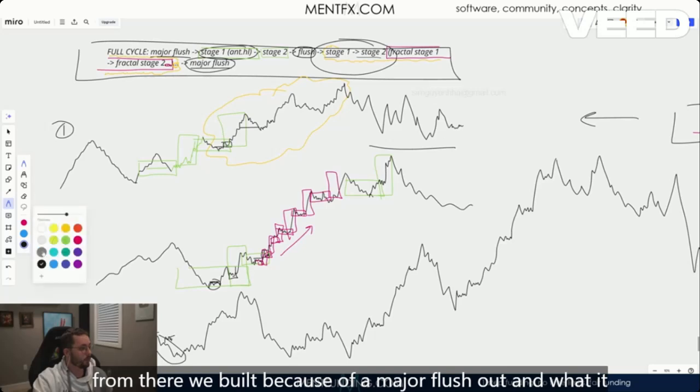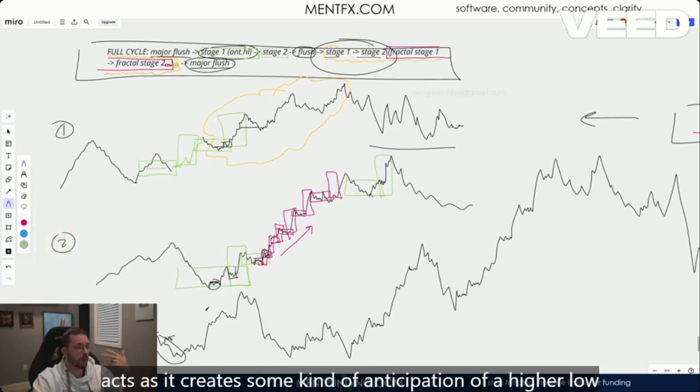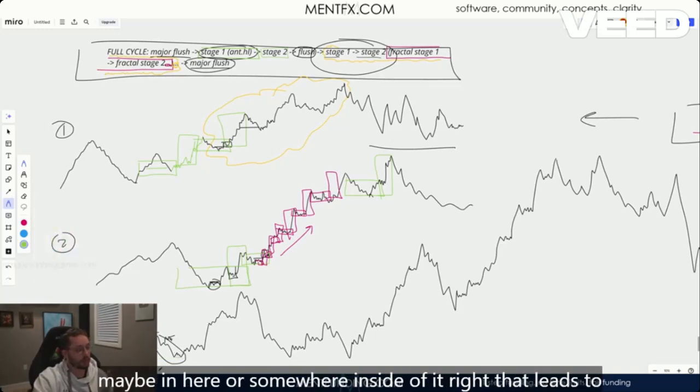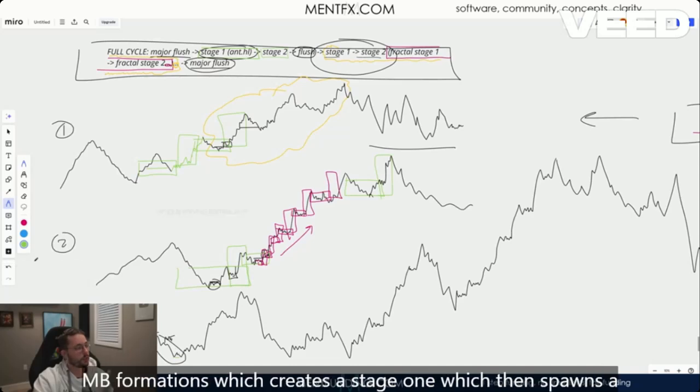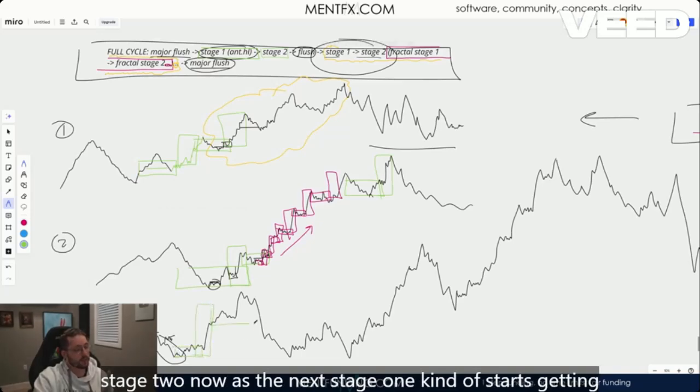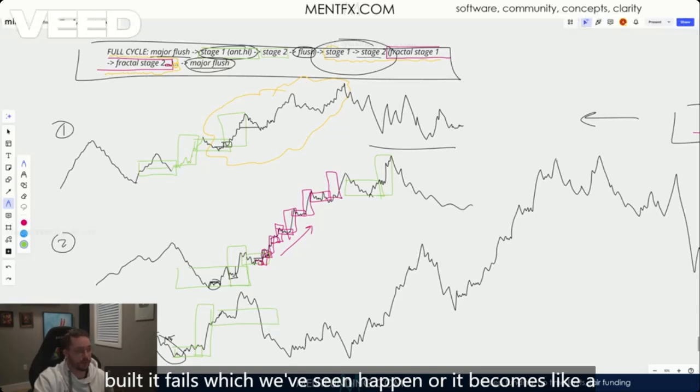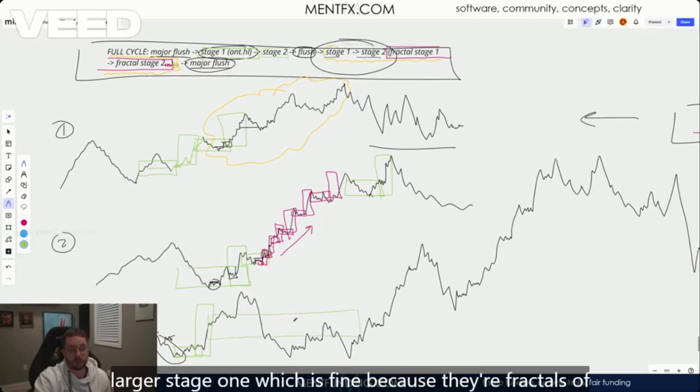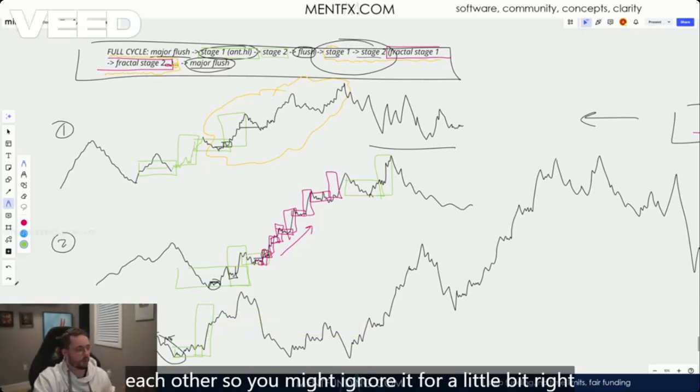Then from there, we built, because of a major flush out and what it acts as, it creates some kind of anticipation of a higher low, maybe in here or somewhere inside of it, right? That leads to MB formations, which creates a stage 1, which then spawns a stage 2. Now, as the next stage 1 kind of starts getting built, it fails, which we've seen happen, or it becomes like a larger stage 1, which is fine because they're fractals of each other. So we might ignore it for a little bit, right?